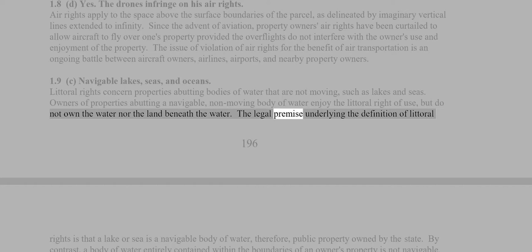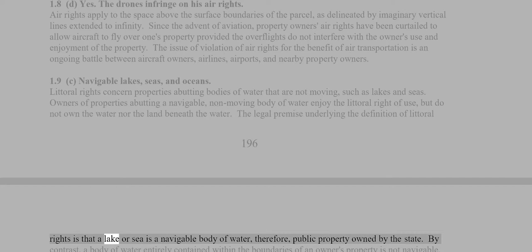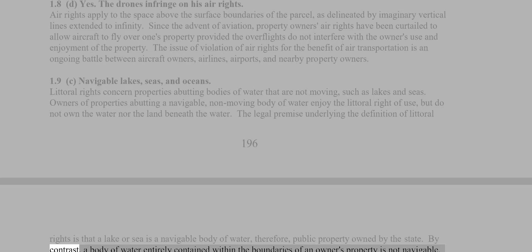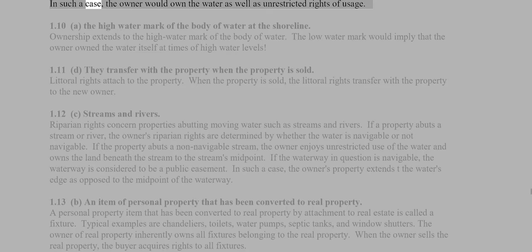The legal premise underlying the definition of littoral rights is that a lake or sea is a navigable body of water, therefore, public property owned by the state. By contrast, a body of water entirely contained within the boundaries of an owner's property is not navigable. In such a case, the owner would own the water as well as unrestricted rights of usage.